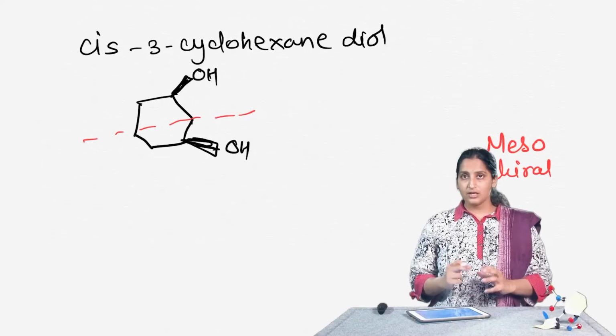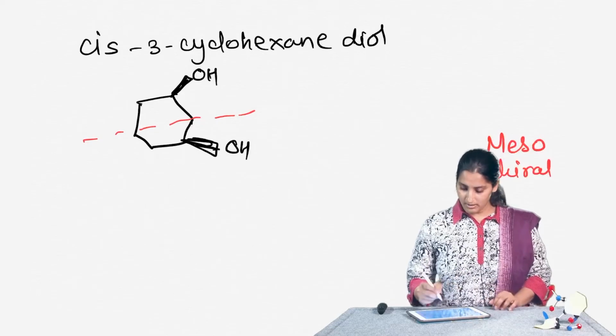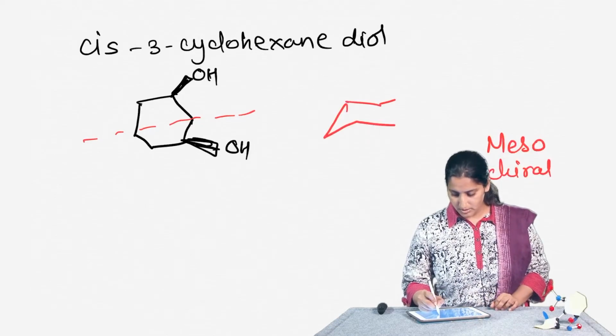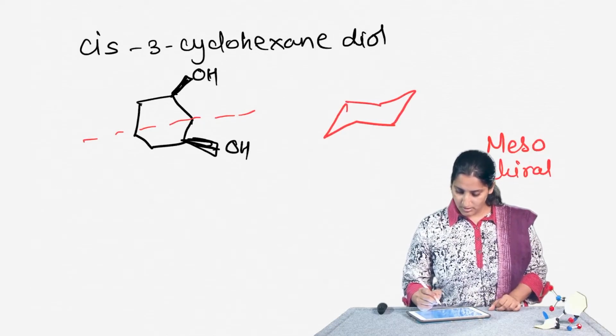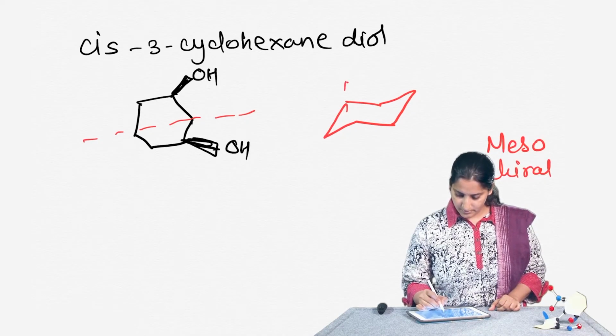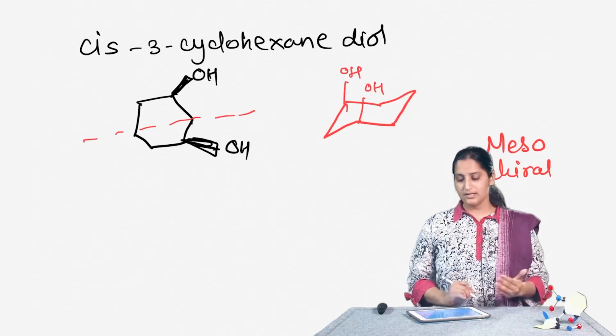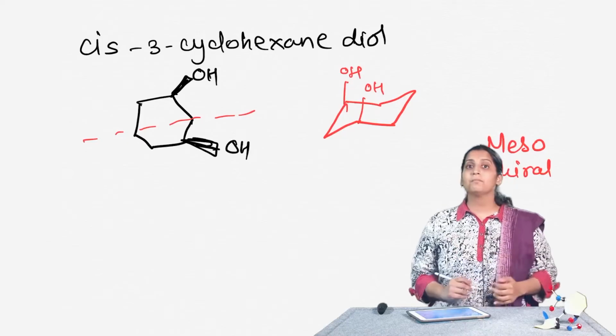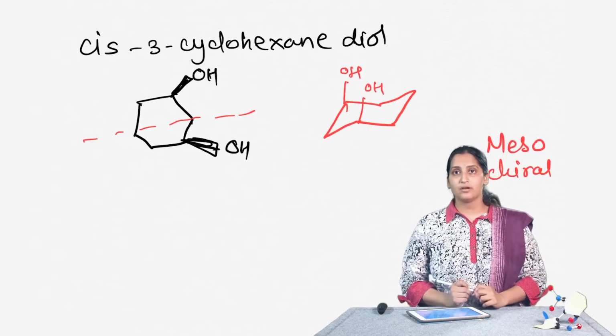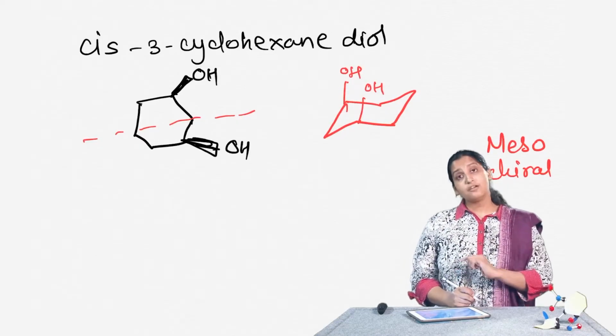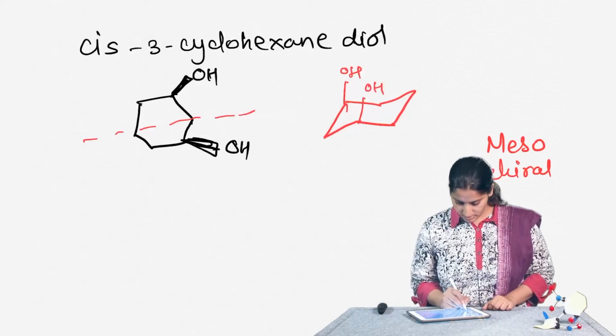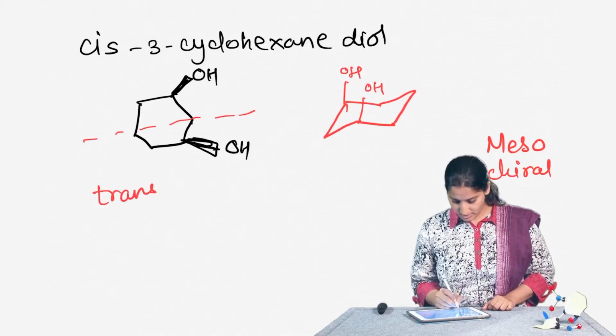Okay. You can even draw the chair and have a look at the same thing. So, in the case of chair, what you are going to see is, let us say, something like this. You can even still see the plane of symmetry cutting through the molecule. Okay. Now, instead, if you take the trans molecule, let us look at trans.